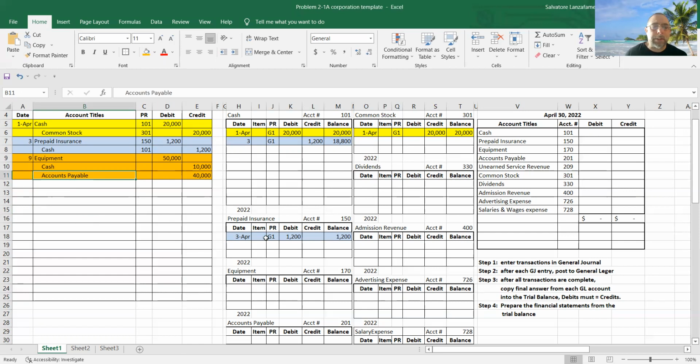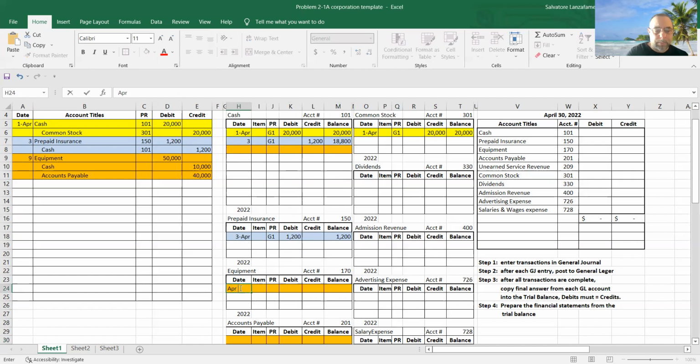Okay, so let's go ahead and post. Let me draw out a little path where we're going here. And then accounts payable is right down here. Let's find equipment. The date is April 9th, and nothing in the item column. G1, we are debiting the equipment for 50 grand, and my new balance is 50 grand. Cross-reference back with the account number 170.